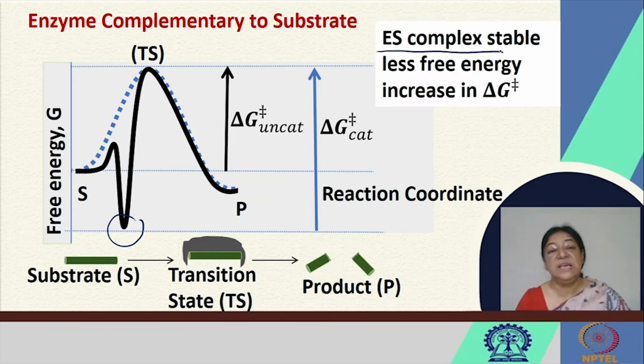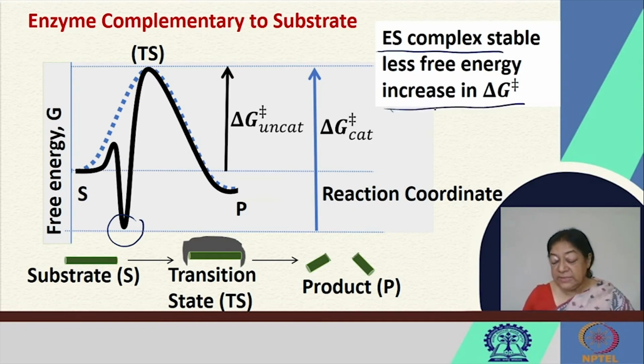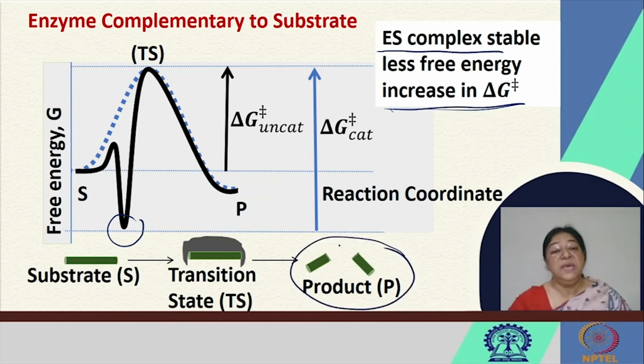So we have the ES complex that is very stable. There is an increase in the delta G cat, which means that the formation of the product might be impossible because the transition state that has to be overcome is higher than the energy of the enzyme substrate complex and higher than the substrate also in the uncatalyzed reaction.